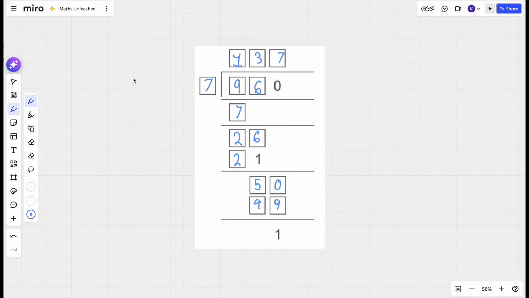This is our final solution to this problem, but we should check. 7 times 137 gives us 959. That means 960 divided by 7 would give us our remainder of 1.